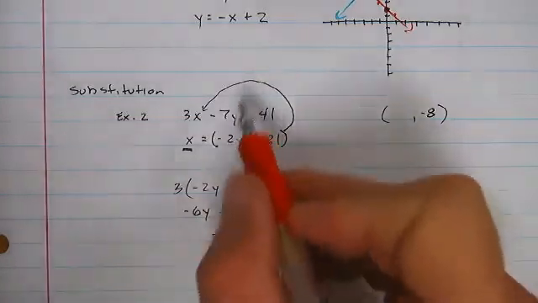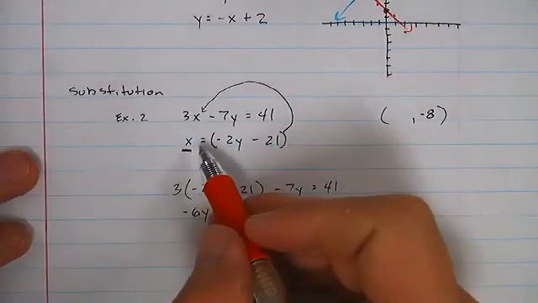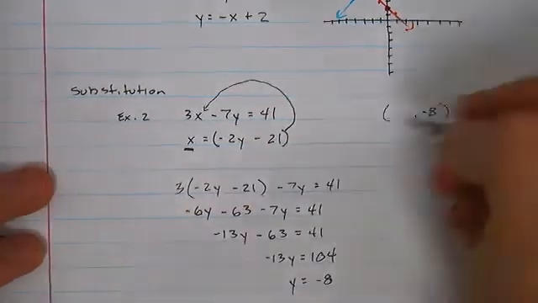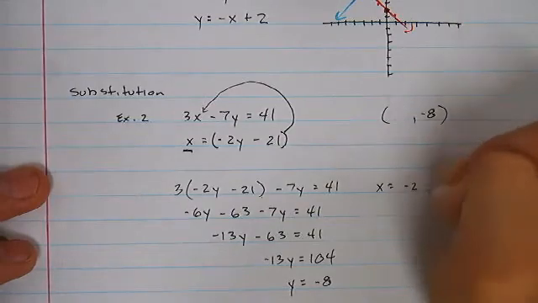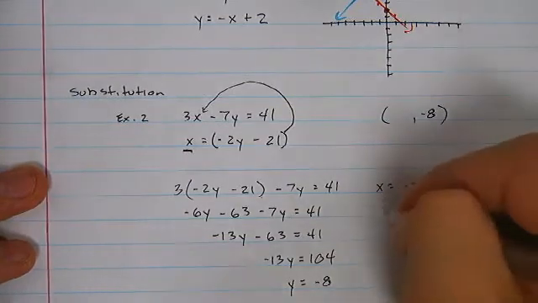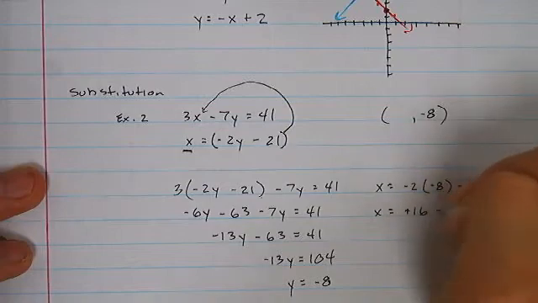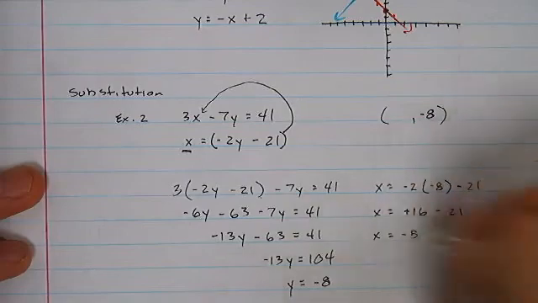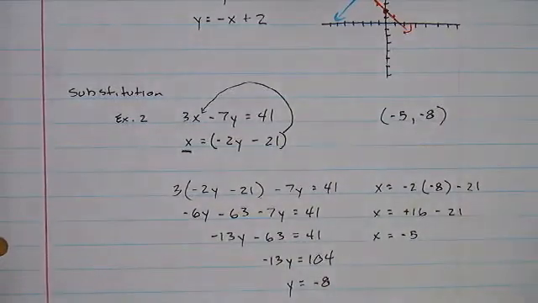I just go back to one of my originals and substitute. Doesn't matter which one. Since this one's already isolated for the X value, I'm going to substitute it right there for that Y. And then whatever I get when I evaluate is what it is. So no extra needed. So -2 times -8 minus 21. And I've got X equals positive 16 minus 21. Almost got myself there. And I've got -5. Okay. So -5, -8. And that is substitution.